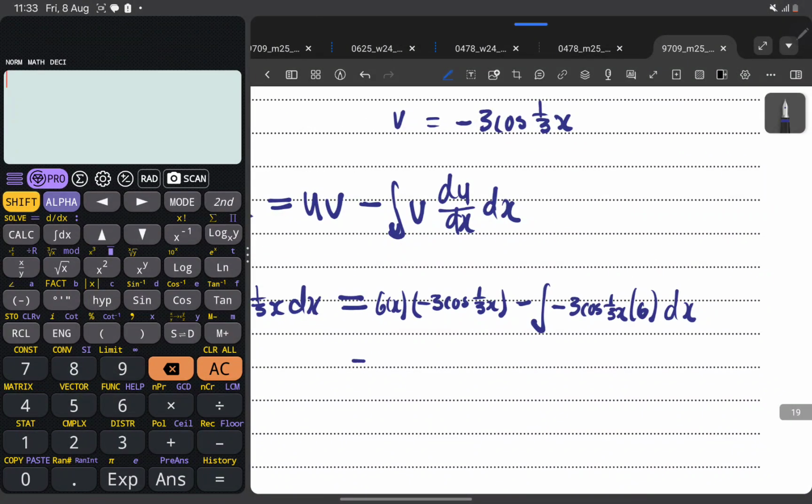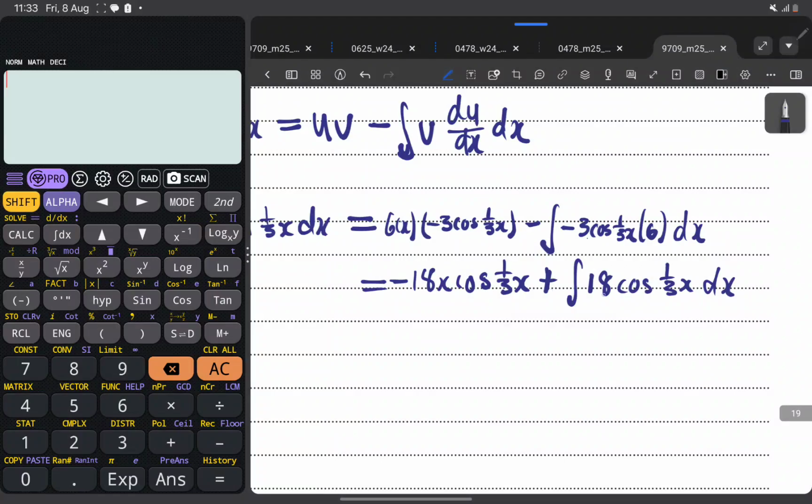So what am I actually going to have? This becomes 6 times negative 3, which is negative 18x cos 1/3 x. Then this minus becomes plus, since the integral is of 3 cos, and again 3 times 6 is 18. So it's 18 cos 1/3 x with respect to x. This 18 you can put outside, it's a constant. So it's negative 18x cos 1/3 x plus 18 times the integral of cos 1/3 x with respect to x.